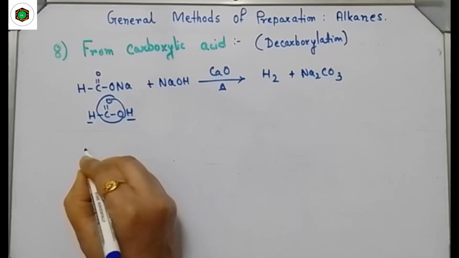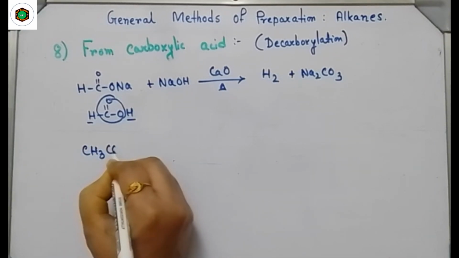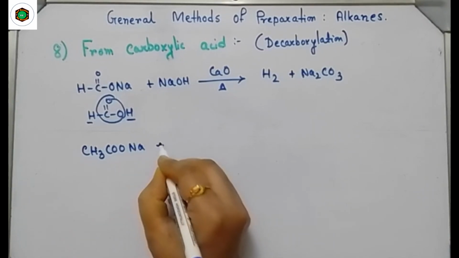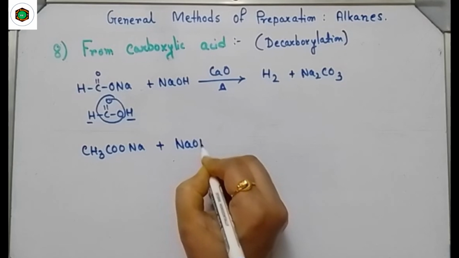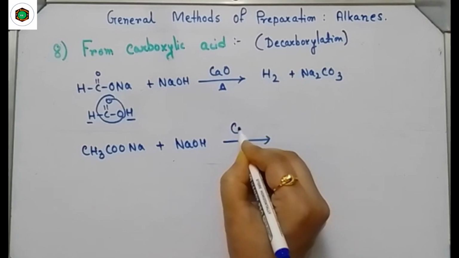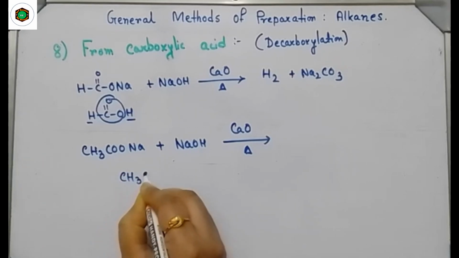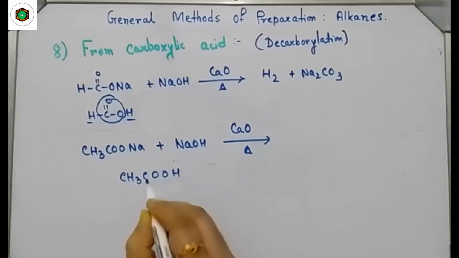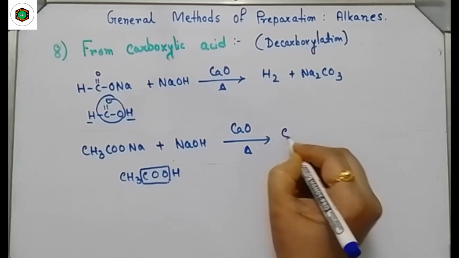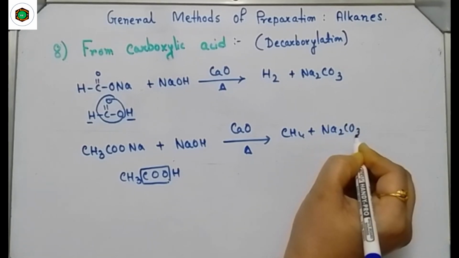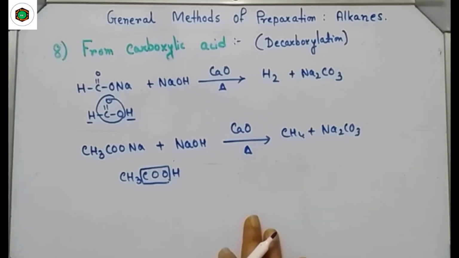Similarly, if you are having CH3COONa, sodium acetate, if you treat similarly with soda lime, how to decide the product? Think about acetic acid. Remove this carbon dioxide. So what you will get? Methane plus sodium carbonate. How you are getting sodium carbonate? For that you should know the mechanism. That one I am not explaining here.